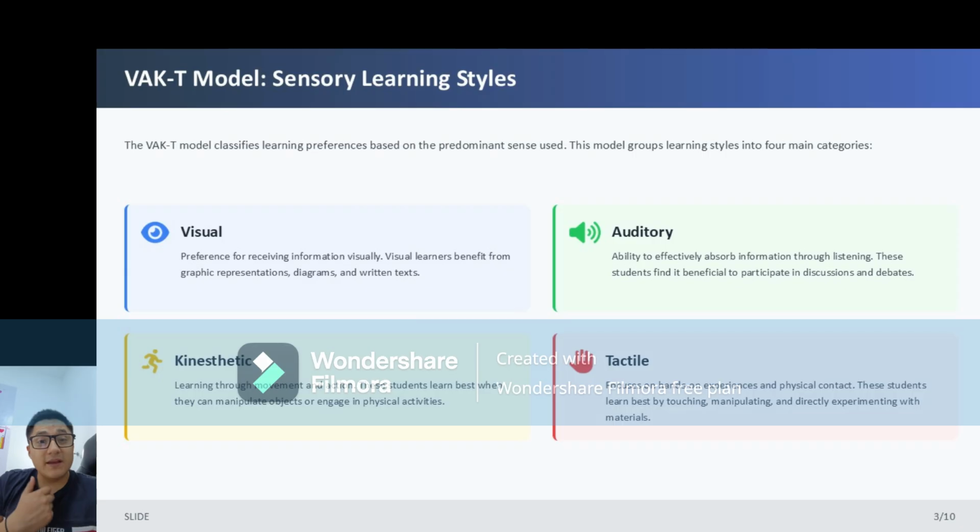Kinesthetic. They learn through movement and action. They learn best when they can engage in physical activities. And finally, tactile. They focus on hands-on experience and physical contact. They learn best by manipulating and directly experimenting with materials. To better understand, let's dive into the tools and activities that work for each style.